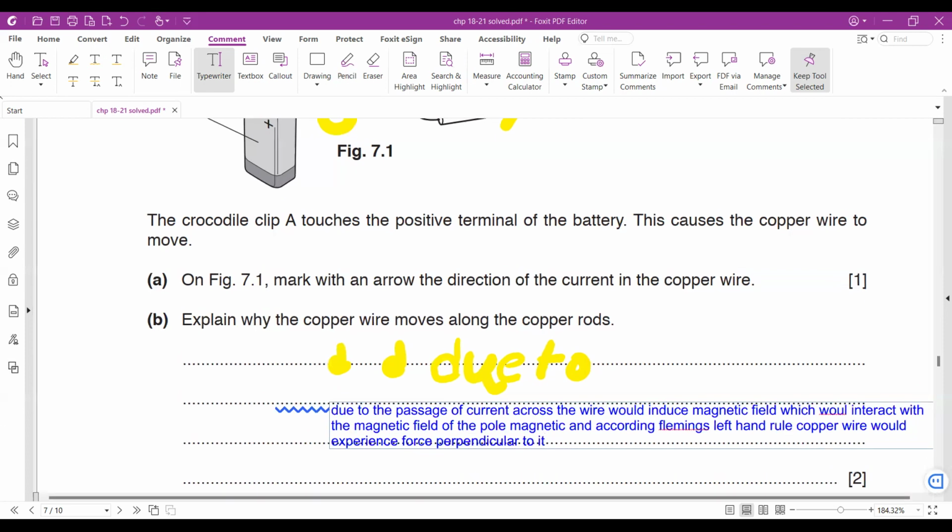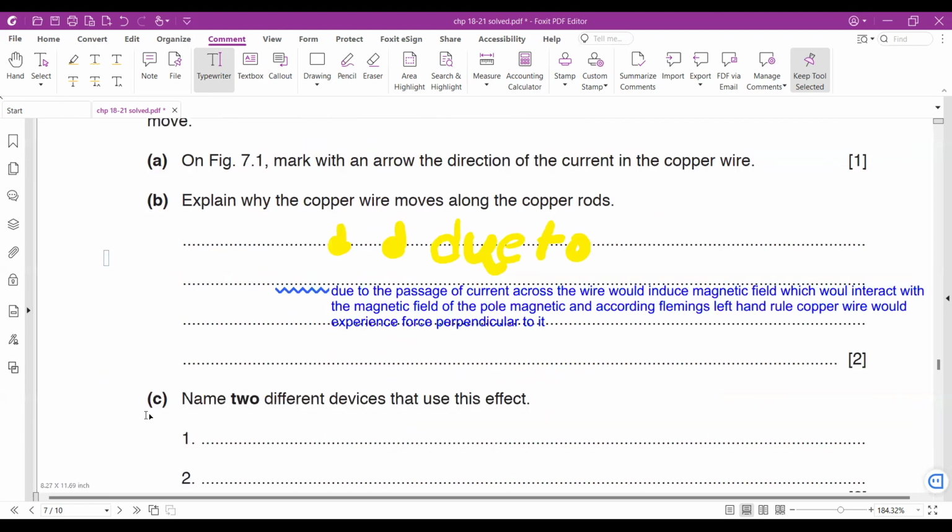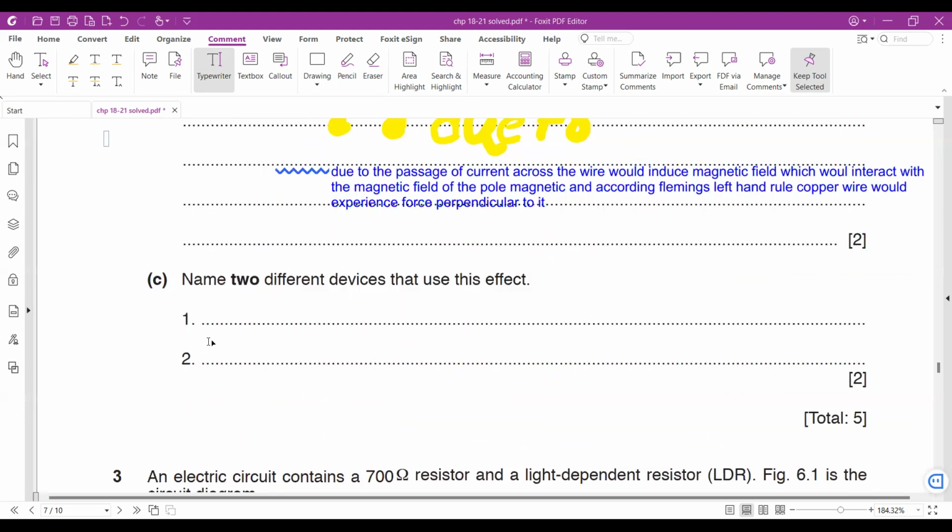Then what does it say next? Name two different devices. I don't understand how Fleming's left-hand rule is related to this part. Fleming's left-hand rule is how we find the direction of force. Yeah, but they're not asking for that. Also that's not required in the question, but anyhow Fleming's left hand rule has to apply. They have asked what would happen, so we could explain only on the basis of Fleming's left hand rule. Oh, okay.